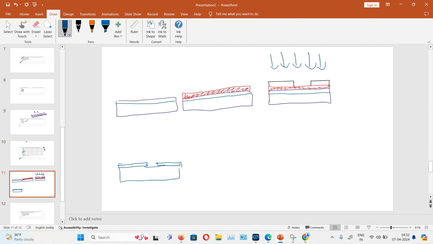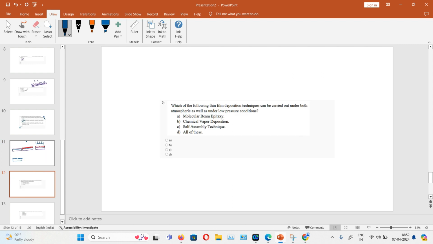Going to the next question. Which of the following thin film deposition techniques can be carried out under both atmospheric as well as under low pressure conditions? Molecular beam epitaxy we can do only at low pressure condition, so that much high purity is required. So we cannot do it under atmospheric condition.